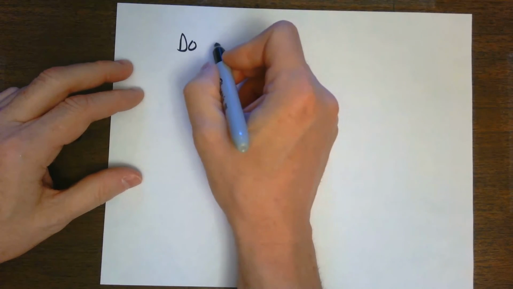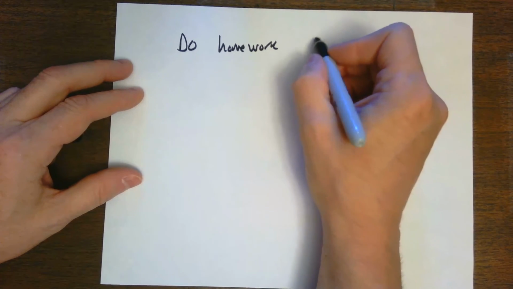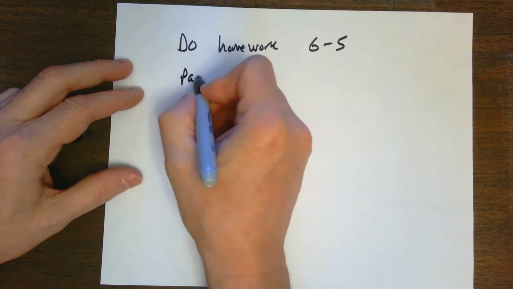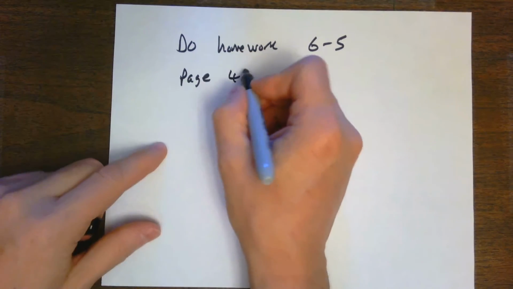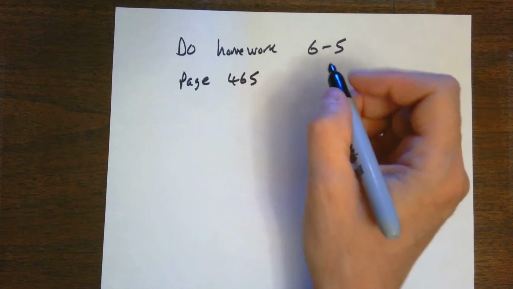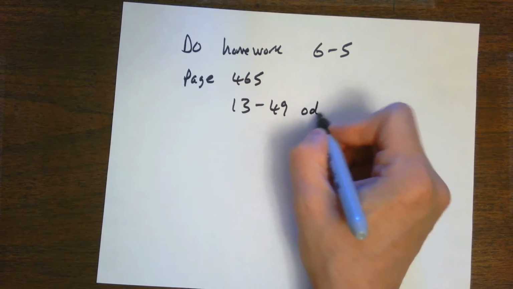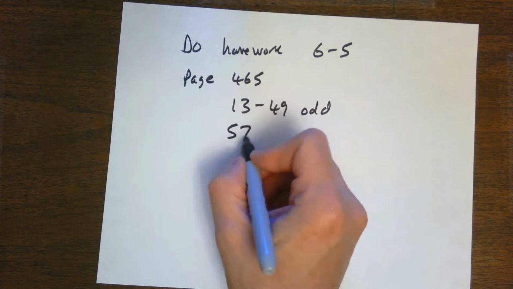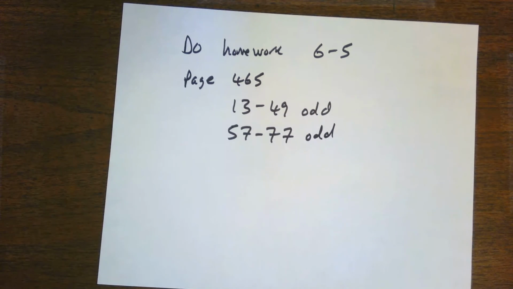But I want you to go ahead and do the homework 6-5. Homework 6.5 is on page 465, and it is problems 13 through 49, the odd ones, and 57 through 77, the odd ones. And I've been talking about these as I went through the lesson, talking about, oh, this is what you're going to see in the homework, and this is this part of the homework, that's the other part of the homework.